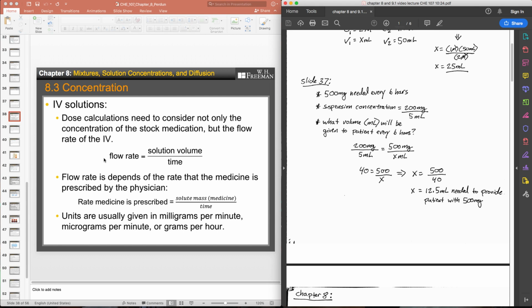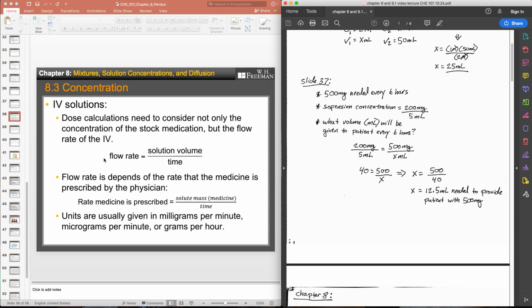Dose calculations need to consider not only the concentration of the stock medication, but also the flow rate of the IV. If we know we need to give a patient a specific amount of medication over a specific amount of time, then what do we need to set that flow rate to, to make sure we're giving them that amount of medication over the correct amount of time? The rate really depends on the rate that the medication is prescribed by the physician.